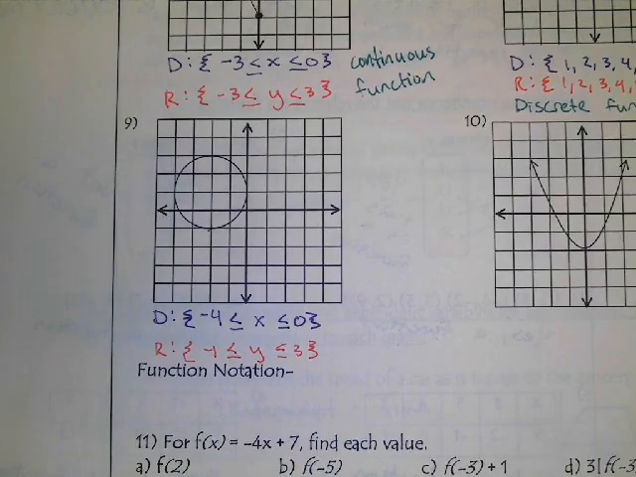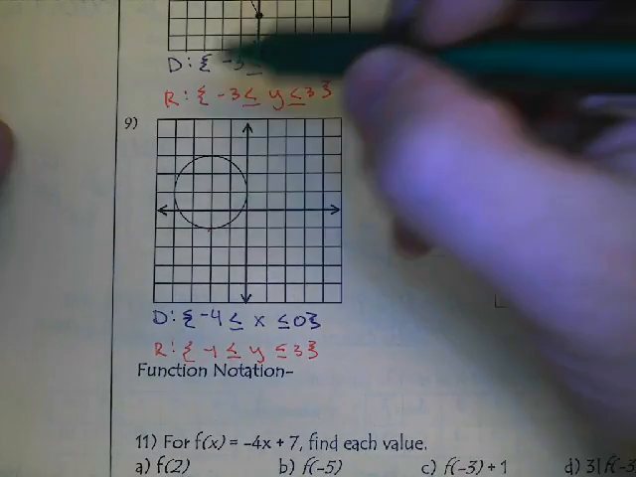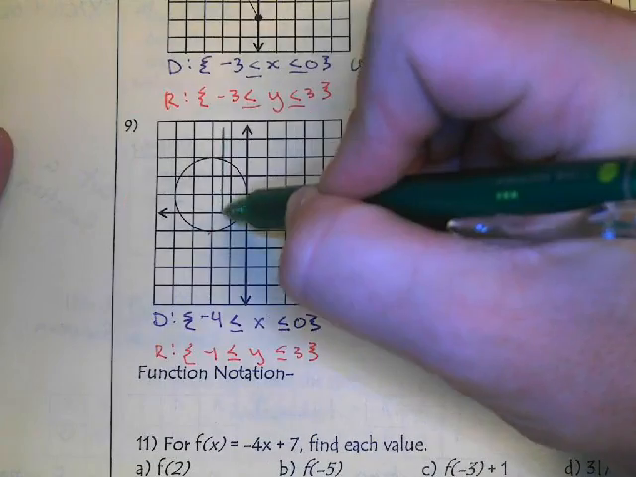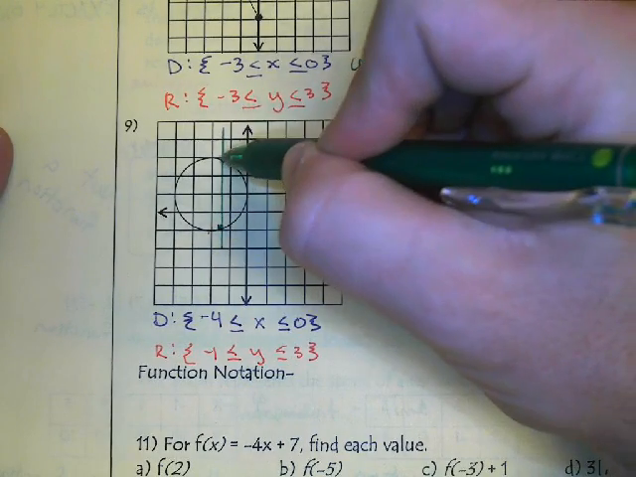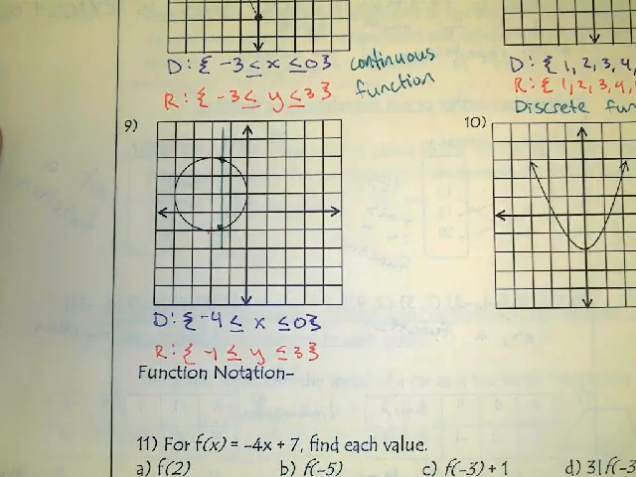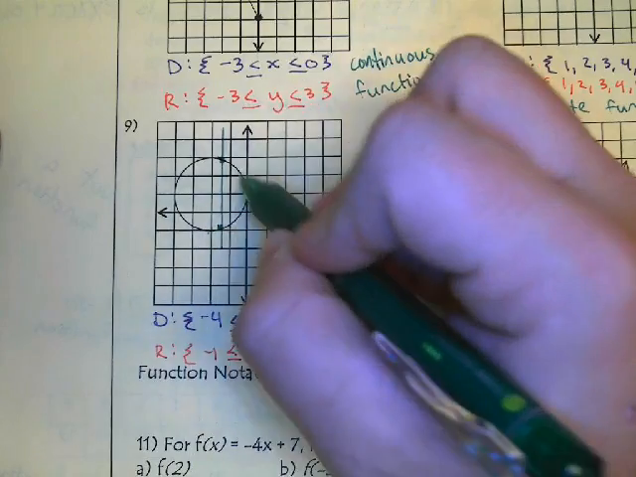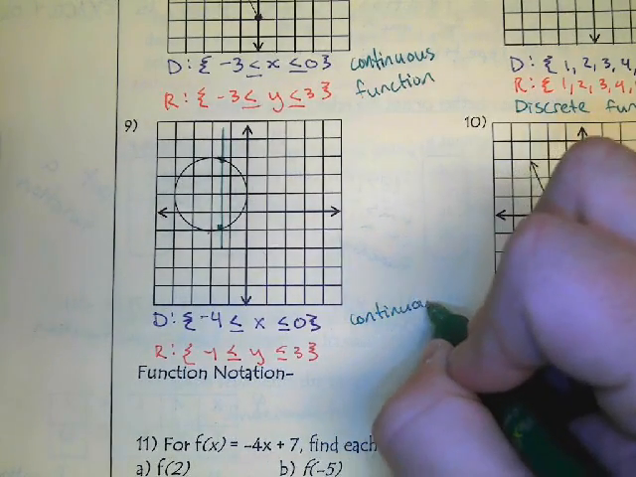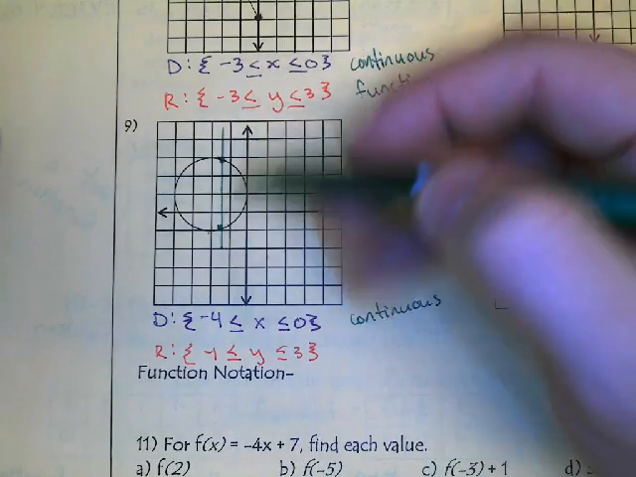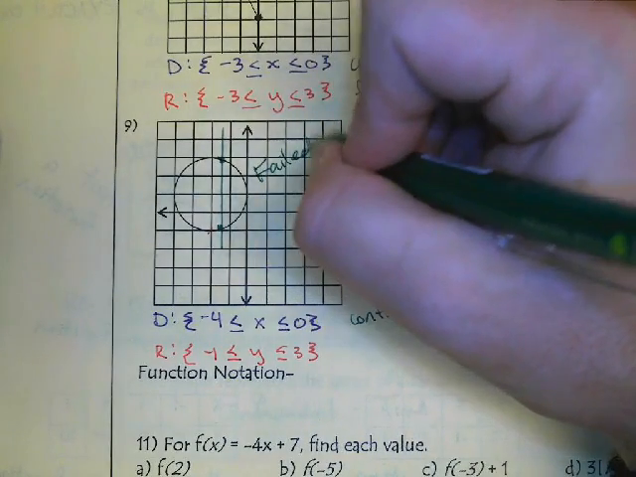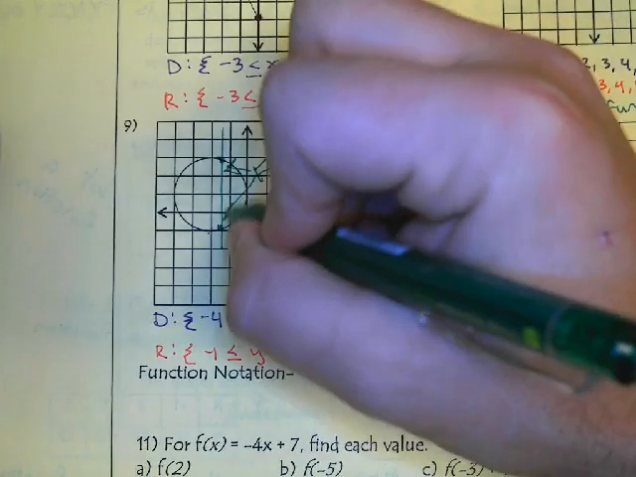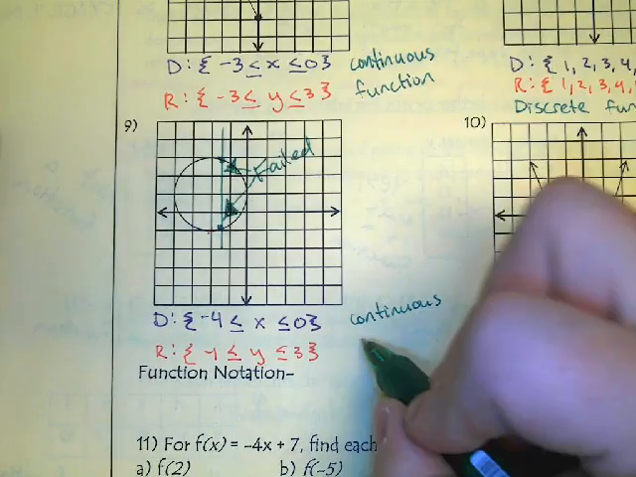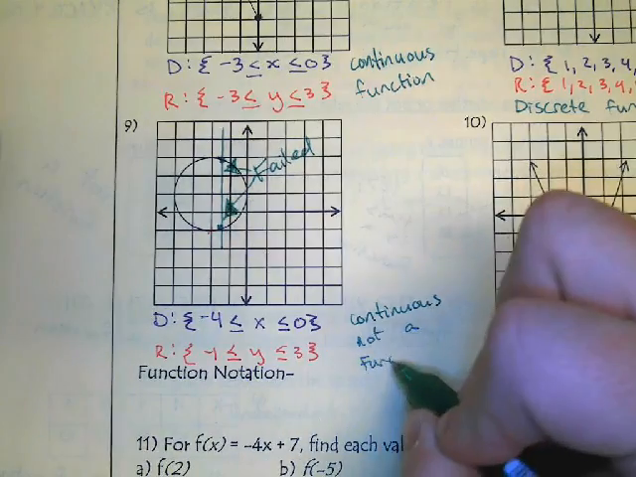Now, this is where using that vertical line test helps us decide if this is a function. If I draw a vertical line, does it pass through 2 points on my graph on the circle? It does. So while this is continuous, all my points are connected, a nice smooth line, but is it a function? It failed the vertical line test, failed passing through 2 points, so not a function.